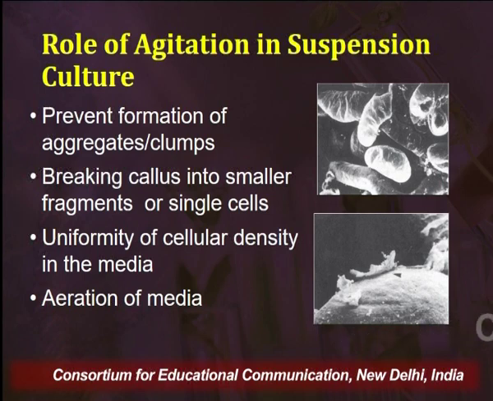So agitation not only helps in preventing the formation, but it also helps in breaking the clumps or those aggregates into smaller fragments or single cells in the media. This breaking of aggregation or prevention of the formation of aggregates helps in maintaining a uniform cellular density in the media. Thereby, consumption of the nutrients from the media is quite uniform in every corner of the culture vessel. And agitation also helps in the aeration of the media, which is important for the growth of the cells.